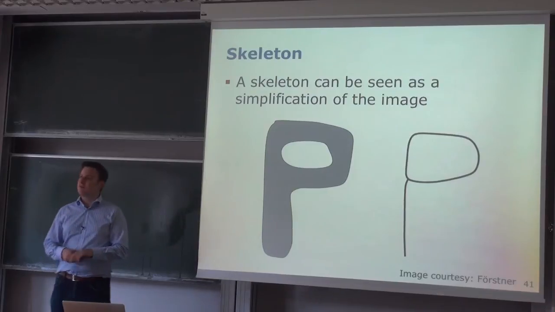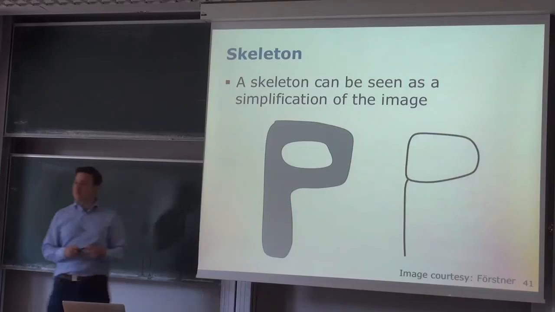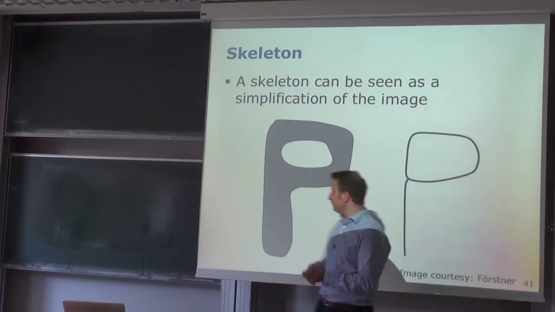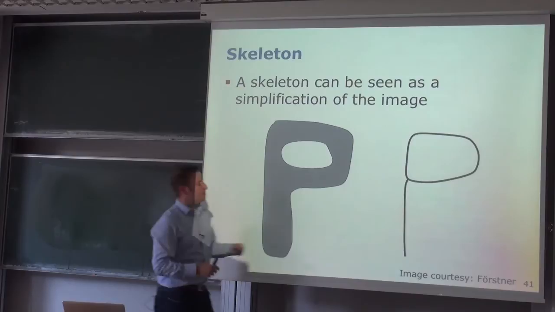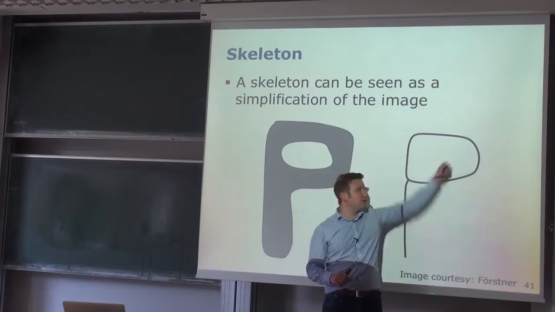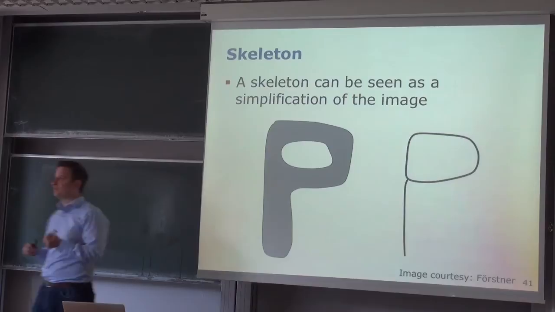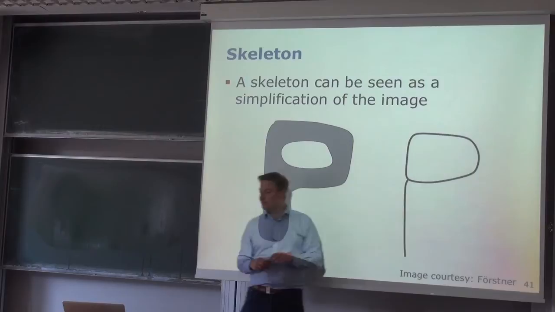Okay, so the next thing I would like to discuss is something called the skeleton, which we can actually see as a simplification of a binary image. So we consider that we have written this letter P, for example, over here with a very thick pen. And what we want to do is find a simplified version of this drawn figure that I can just represent with lines. So something going from here to here is the best explanation.